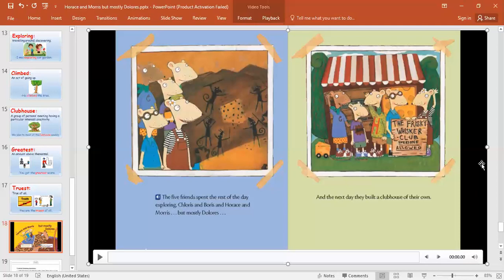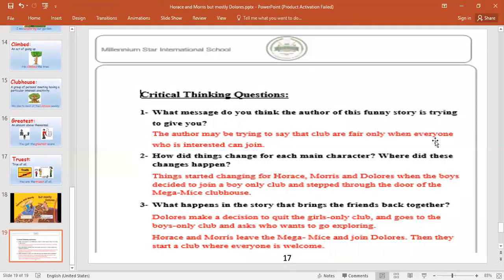Teacher, we did this before in your RCV booklets, page 17. What message do you think the author of this funny story is trying to give you? I already wrote the answer in the red color, and I think most of you have the answer.